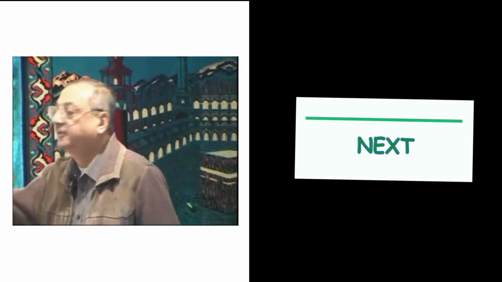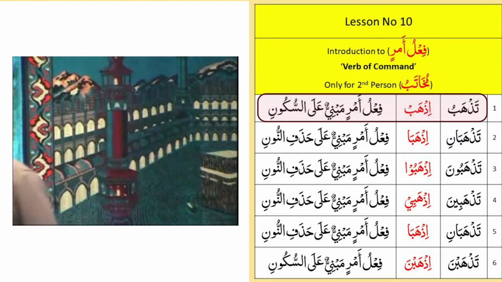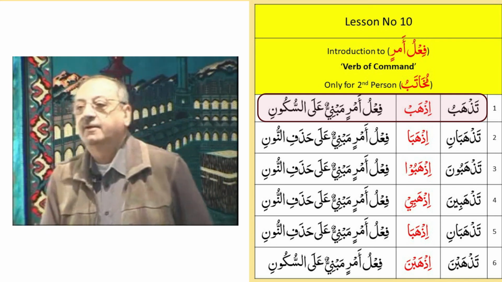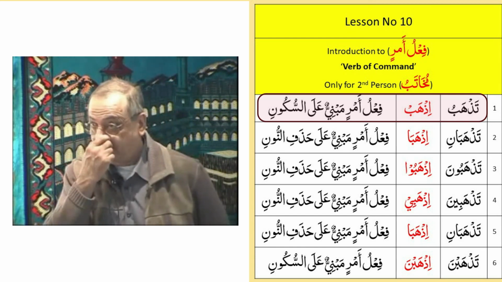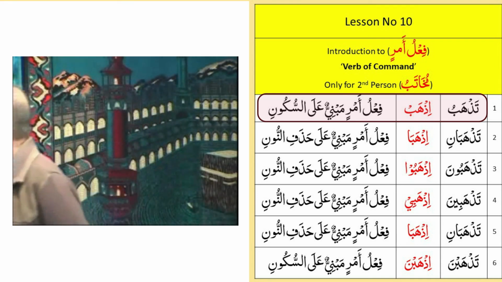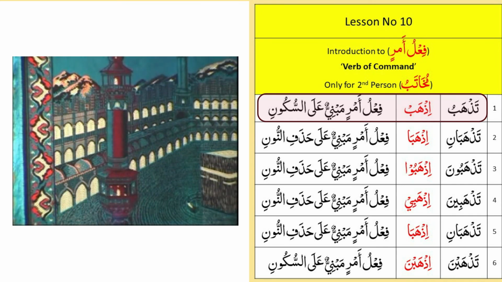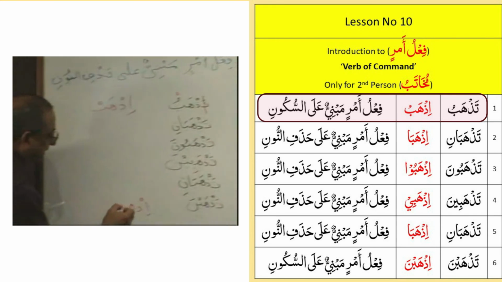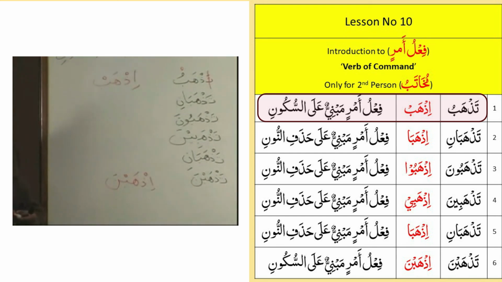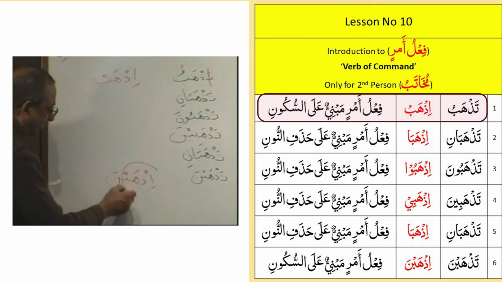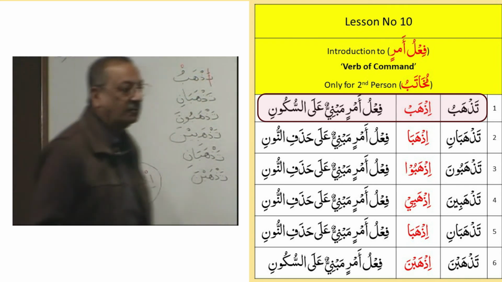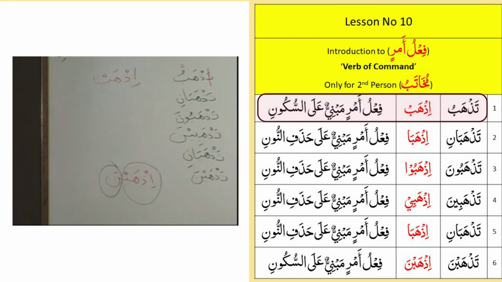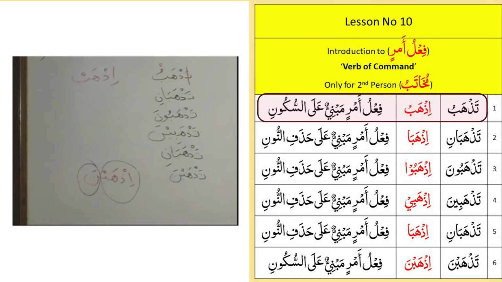Fine, brothers and sisters. So if it is the first form, or if it is the last form, what will you say in describing it? Fi3l Amrin Mabniun ala Sukoon. Are you with me? This is what you will write down if it is Anta or Antunna. Because in Antunna, it will become Ihabna. Where is the verb? It is Ihab, that is your verb. And this is your fa'il. So in these two cases, you will always describe it as Fi3l Amrin Mabniun ala Sukoon. And in the rest, what do you see at the end?